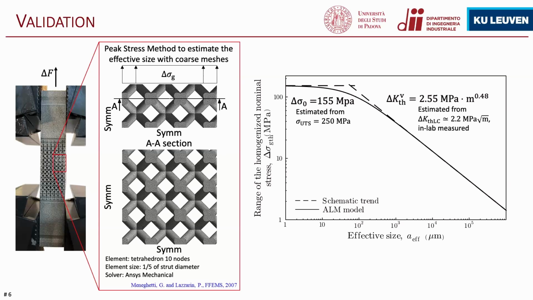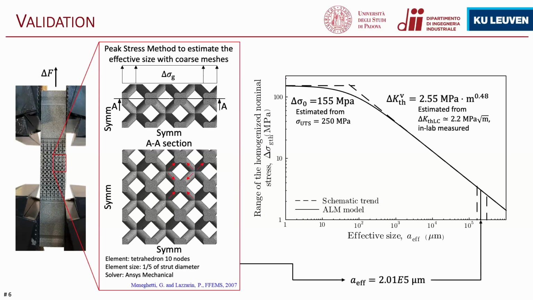The elements I used for the simulation are tetrahedrons with 10 nodes. The element size is a fifth of the strut diameter, that is 0.1 millimeter, which is quite coarse to obtain a characteristic of the singularity. And the solver is ANSYS Mechanical. By performing the simulation, I can see that the most critical points are the corners of each node, independently of the fact that they are in the middle of the sample or on the outside of the sample. So we can predict initiation from this node. So every one of the points where there are the crosses, but also the others.